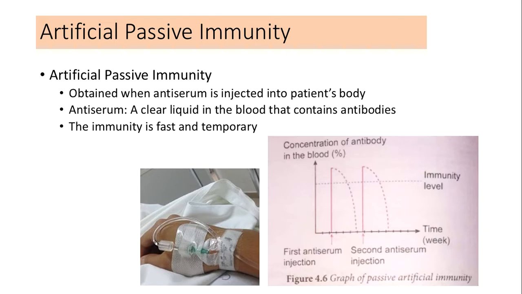Passive immunity, why? Because you get it from external. Doctor will inject the antiserum into your body. And why is it artificial? Because it has to be engineered in the lab through a series of procedures.